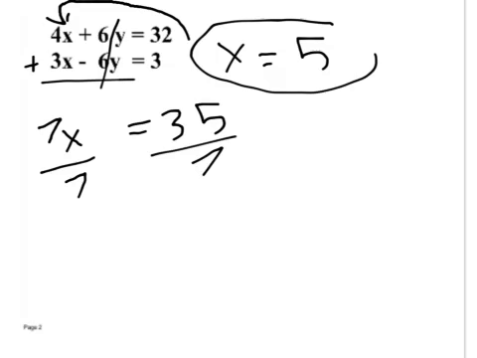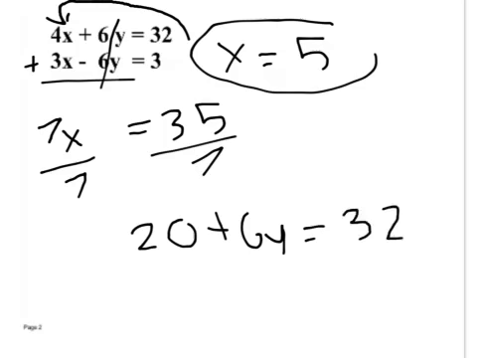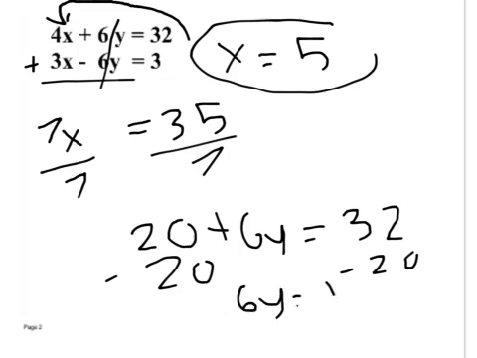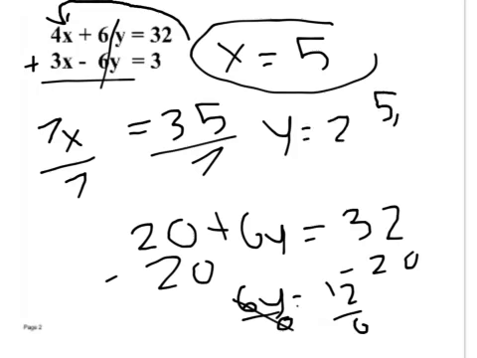I'm going to do 4x plus 6y equals 32. 4 times 5 is 20. Subtract 20 from both sides. 6y is 12. Divide by 6. y is 2. My solution is (5, 2).